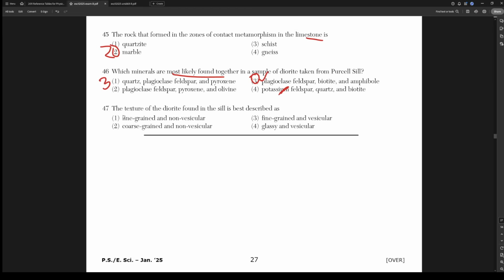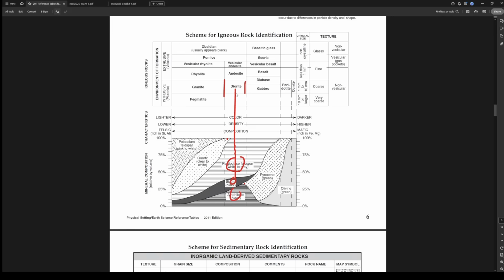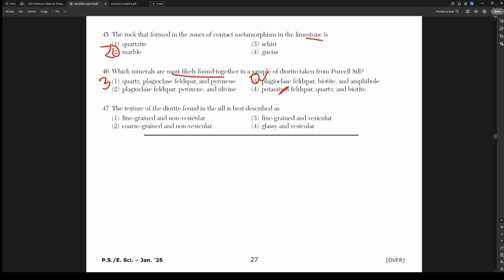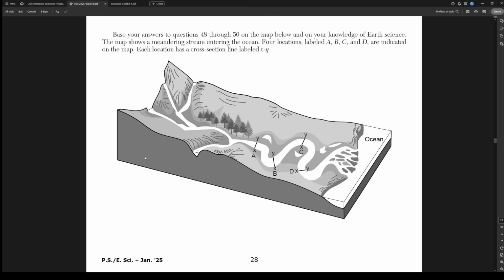The texture of the diorite found in the sill is described as what? Easy. Look, diorite, texture, go across, coarse, non-vesicular. Boom. I have to say this is an easy test so far. We'll keep moving. We'll see if it changes in the short answer.